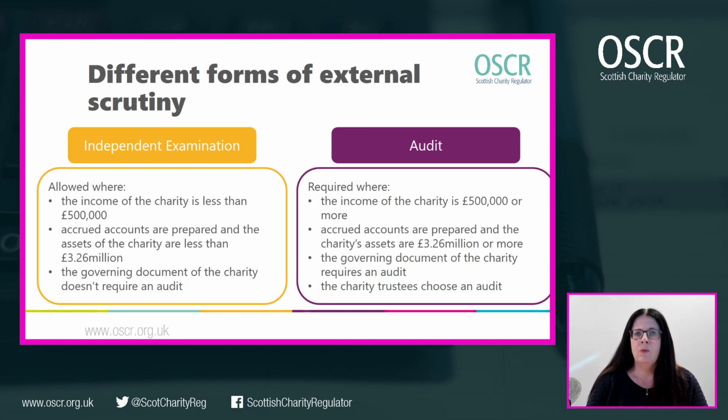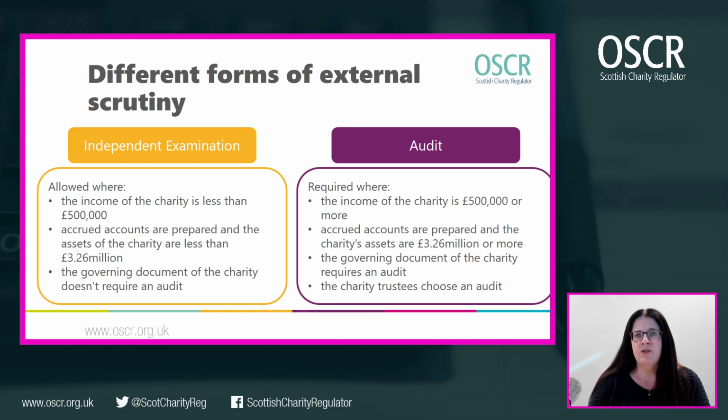Many governing documents will be silent on any requirements to do with your accounts, but sometimes you might find that there's a requirement for audit in your governing document. And if that is there, then it doesn't matter what level of income or what level of assets you have, your charity has to have an audit. If your income is really quite small and you do have an audit requirement in your governing document, you can consider whether it would be appropriate for your charity to make a change to your governing document if you have the power to do so. You can find more information about this process on our website.